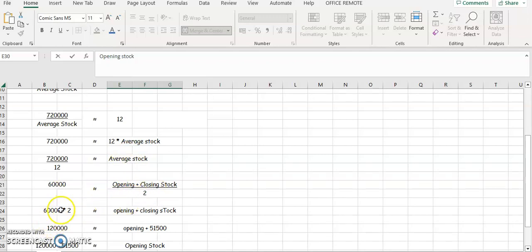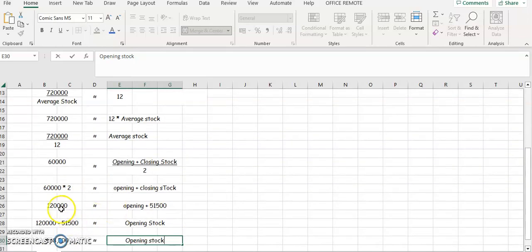So cross multiply by 2, 60,000 multiplied by 2. Remember, division on one side, when you bring it over to equals, it's multiplication. So 60,000 multiplied by 2 is equal to opening plus closing stock. 120,000 is equal to opening plus, where we went and looked for our closing stock in the question, 51,500. So now we can find out what your opening stock is by bringing the 51,500 back over to equals. So it's 120,000 minus 51,500 is equal to opening stock. So 68,500 is equal to your opening stock. And that's question 1, or adjustment 1, for the 2015 CJ PLC.